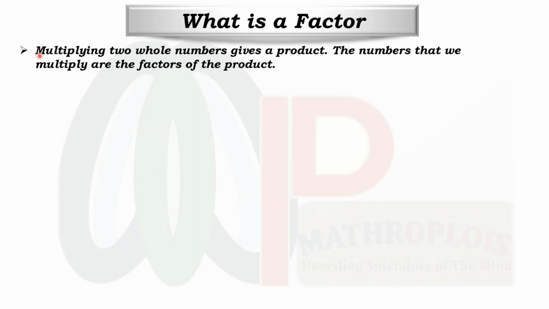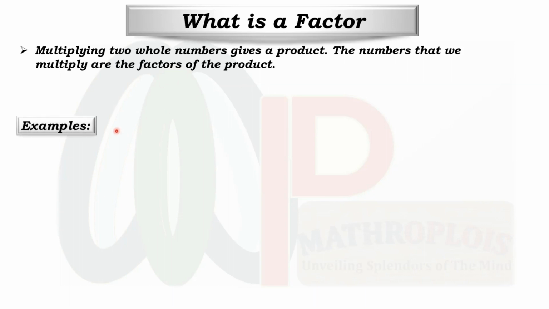Multiplying two whole numbers gives a product. The numbers that we multiply are the factors of the product. Whole numbers mean a complete number, but not in fraction or in decimal.